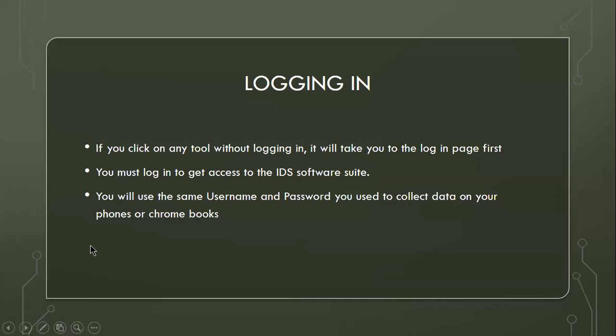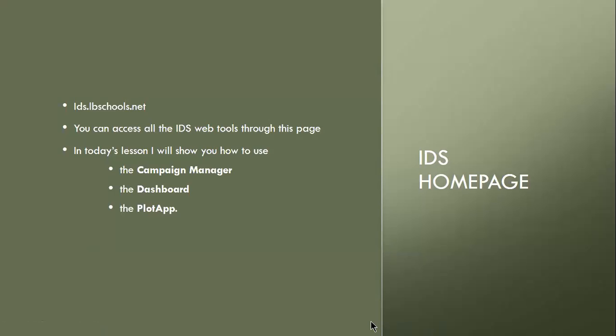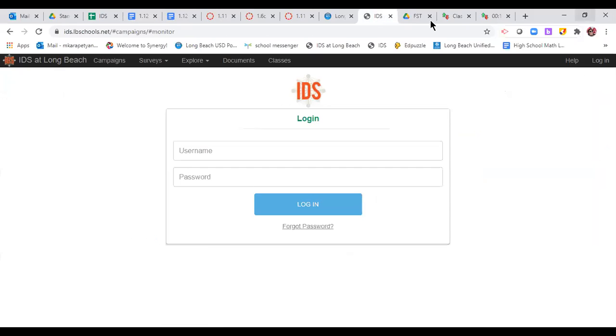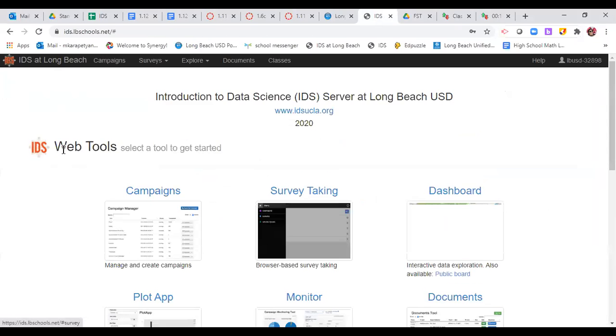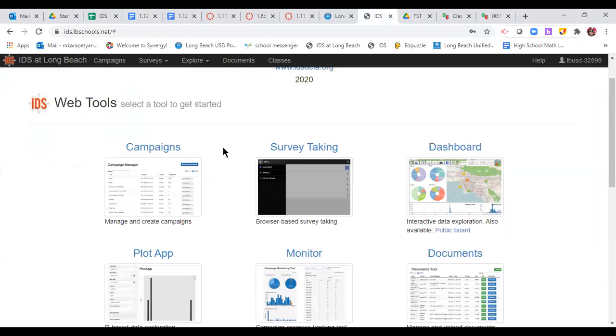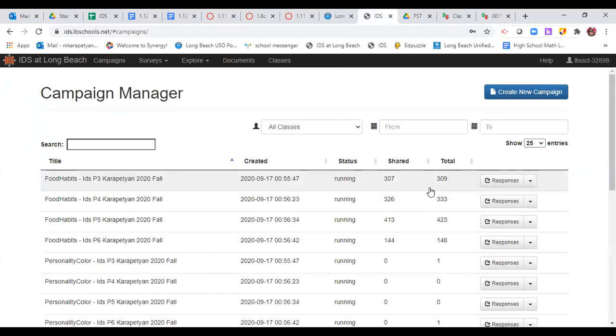I'm gonna go ahead and log in. So let me go to our Google Chrome page. Okay, here we go. I'm gonna go to my IDS here. And it's going to ask me to log in. So I'm going to use my username and password. Okay, here we go. So the first thing I want to show you is the campaign manager. So that's this guy right here where it says campaigns. Okay, so in campaigns, when I click on it, let's see.